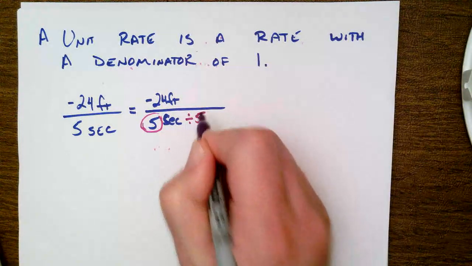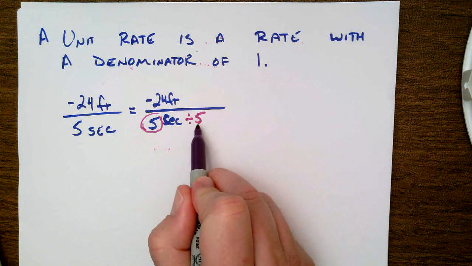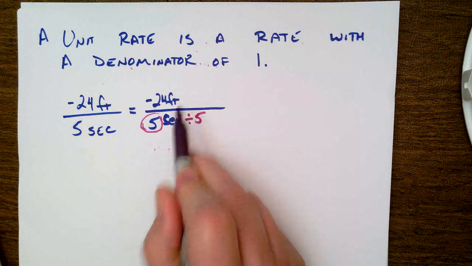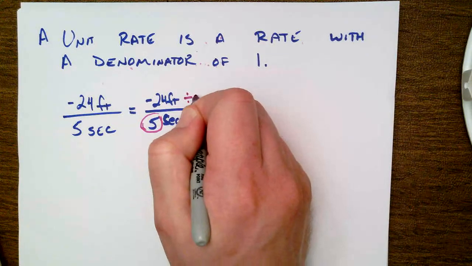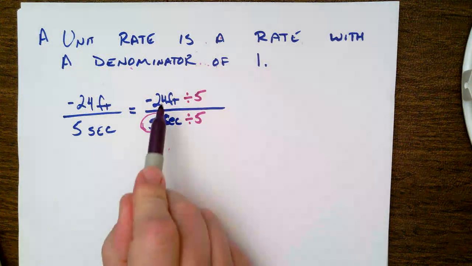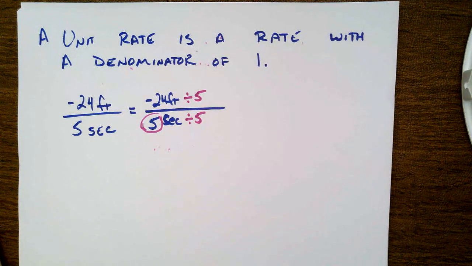And I have to use division to do so. So I'm going to divide the bottom by 5. And we all know that whatever I do to the bottom of a fraction, the denominator, I've got to do the same thing to my numerator. So I'm going to divide the numerator by 5 as well. And that one might not be quite as pretty as this one down here, but that's okay.